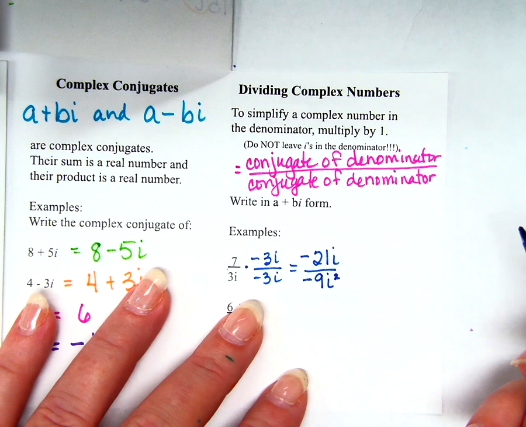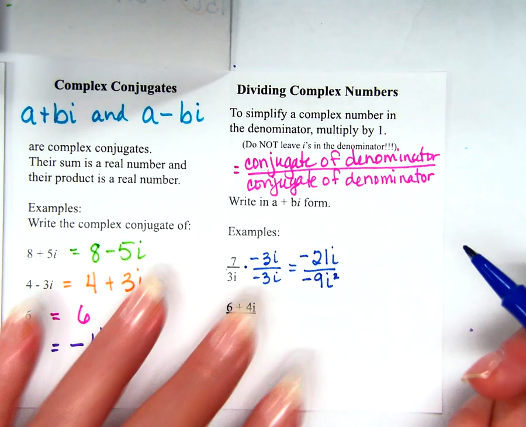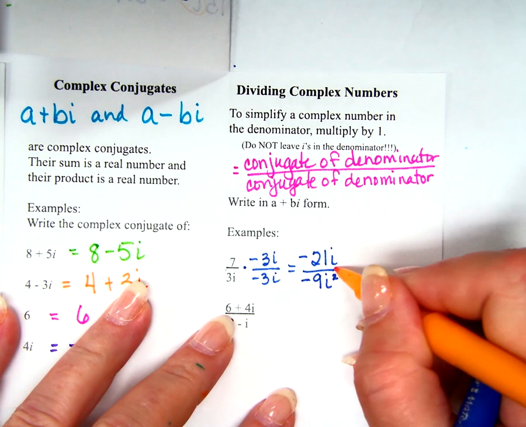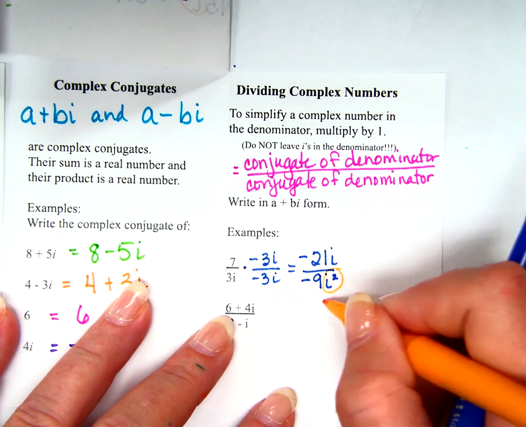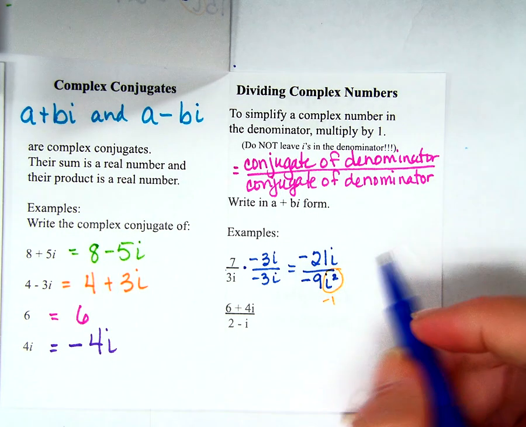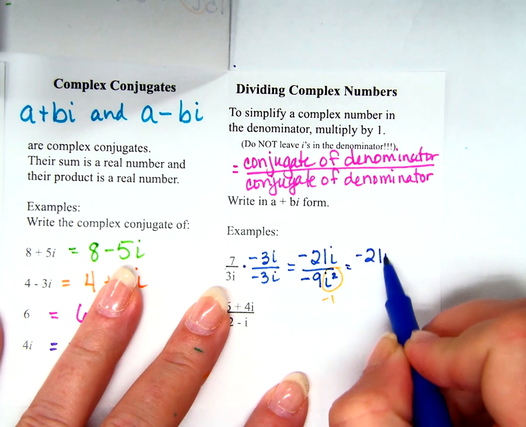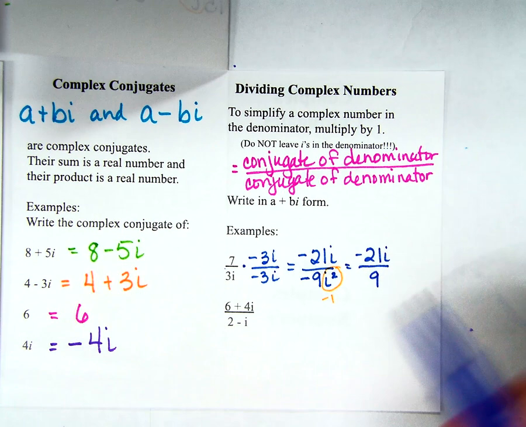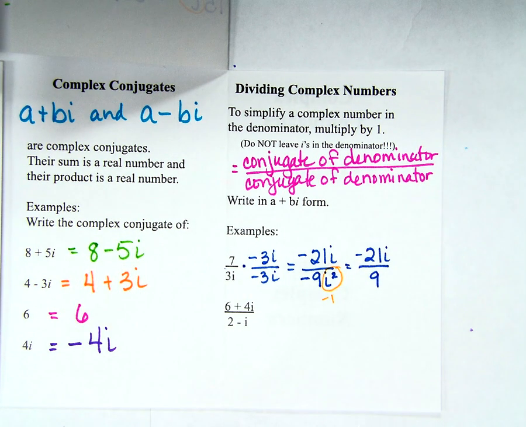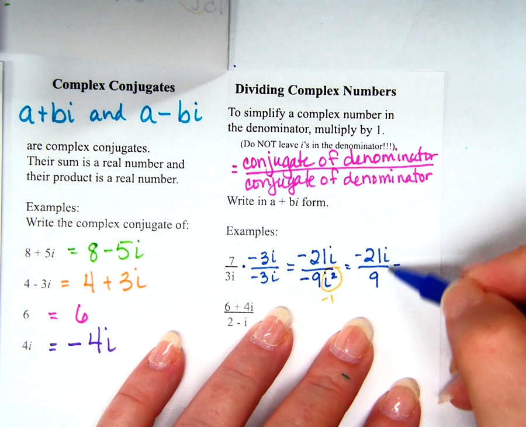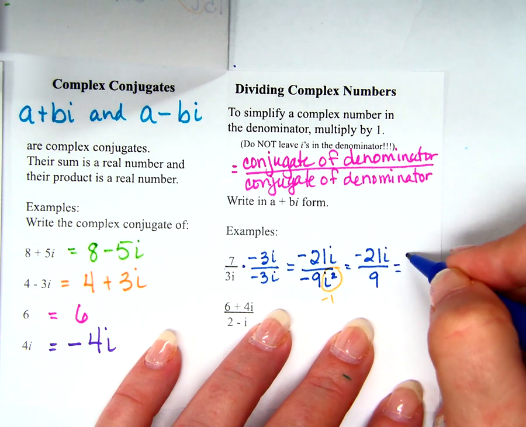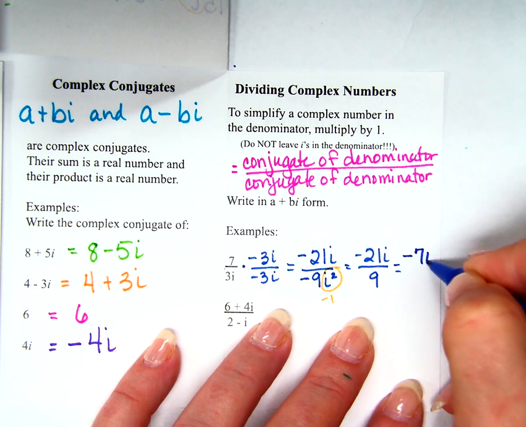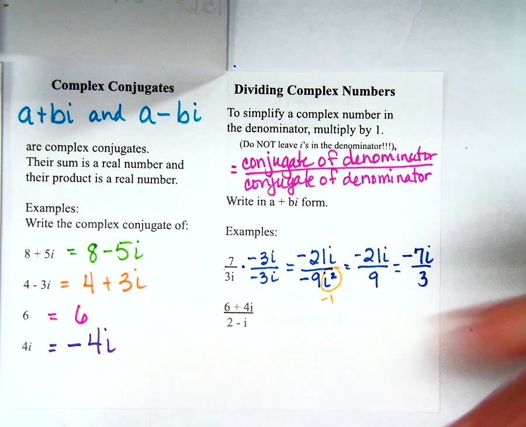I squared, right? I times I is I squared, right? But what do I know about this? Negative 1. So what's my denominator actually? Negative 21i over 9. So why is that not the answer? It is not simplified. What can I do to simplify it? Okay, so if I divide by 3 from the numerator and the denominator, what do I end up with? Negative 7i over 3.